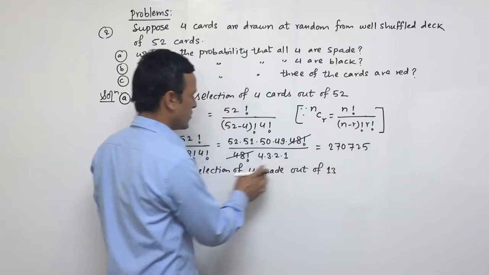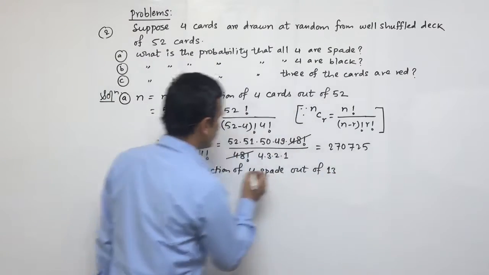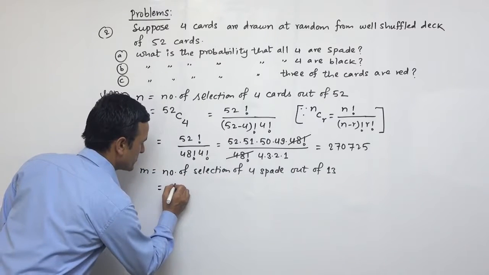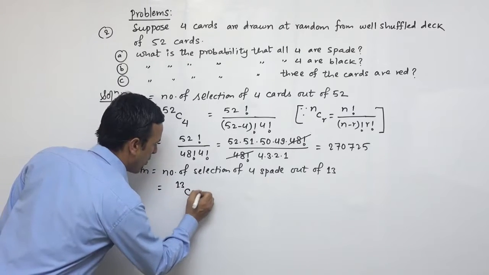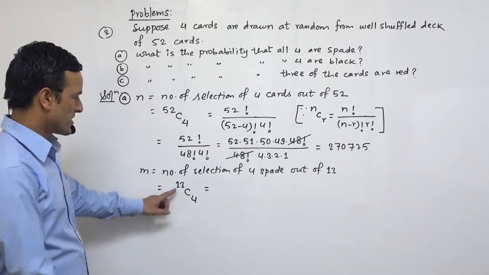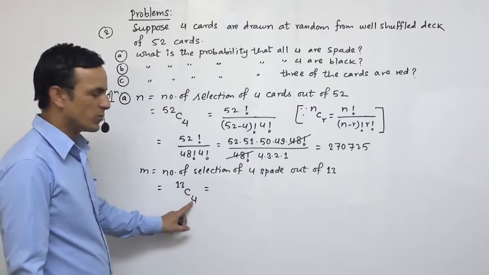Out of those 13, we have to choose only 4 cards. So it can be written like this. So the total objects, write down like this: 13 C 4. So this is the notation to represent that out of 13 cards we have to choose or select only 4 cards.